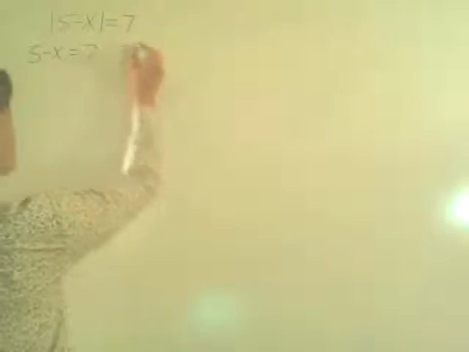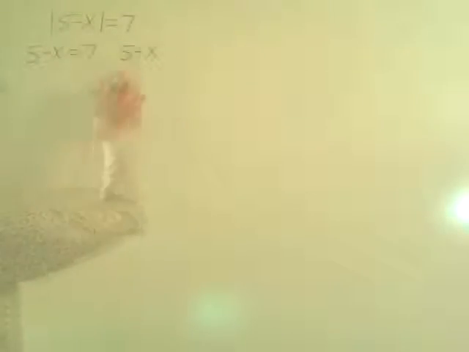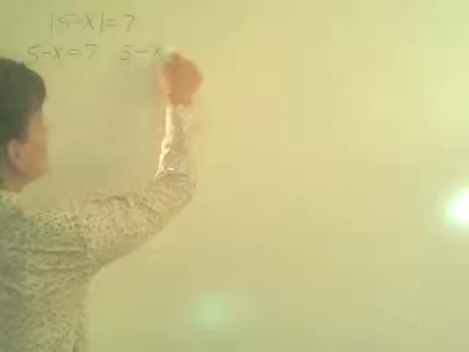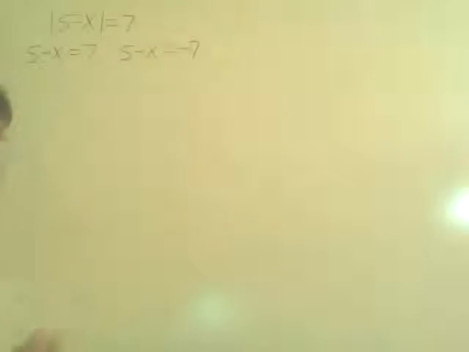The first one looks exactly like the original, except that we've removed the absolute value signs. The second one, we remove the absolute value signs. Don't change any of the signs within the absolute value. You just remove the absolute value signs, and then this is equal to, and we make the constant a negative, negative 7.